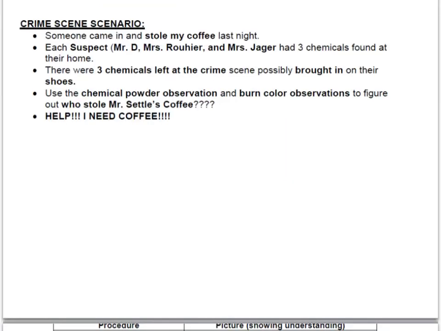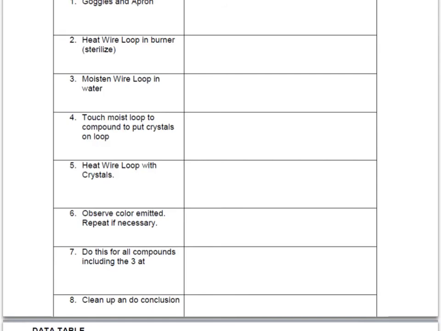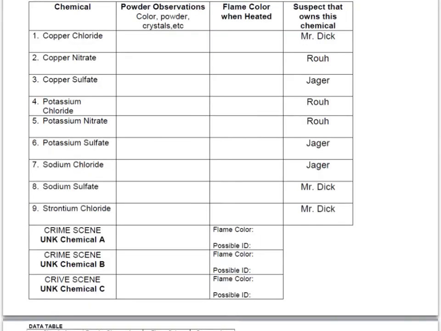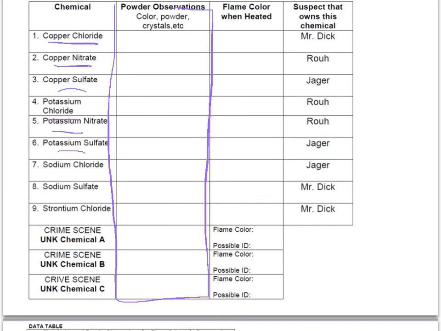These are the items we used. You're just going to make a key over the procedures, draw little pictures over here showing me that you understand each thing. Here's where students collected data. This would be the original color of the atoms. We went through each station of all of these. These were the ones found at each person's home. And then these down here, right here, are the ones that were found at the crime scene.